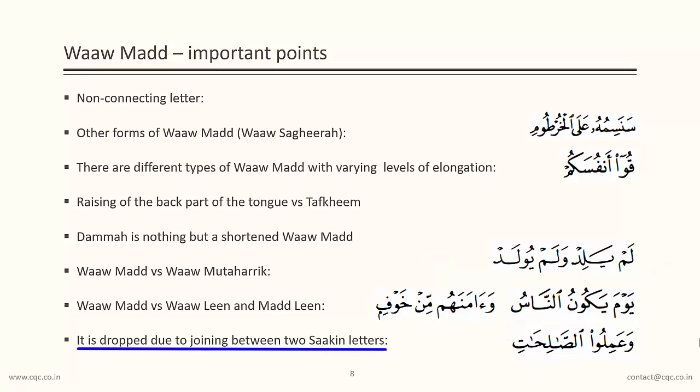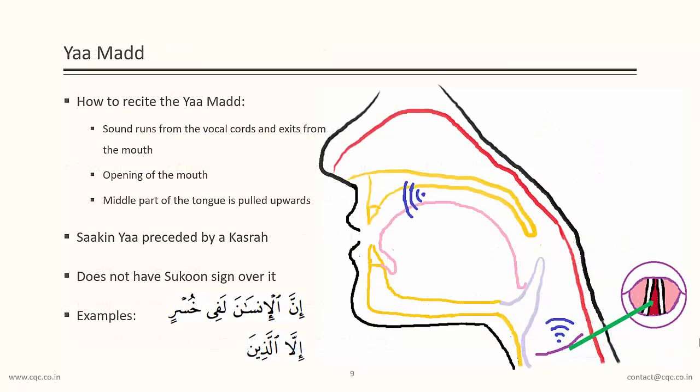Finally, just as in case of Alif Madd, even the Waaw Madd can be dropped due to joining between two sakins, as in وَعَمِلُوا الصَّالِحَاتِ. Let's now look at Yaa Madd before we close the session for today. So how do we recite the Yaa Madd? If you see the examples on the screen, لَفِي خُسْرٍ إِلَّا الَّذِينَ.